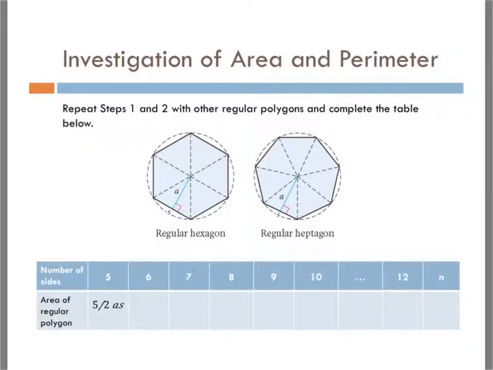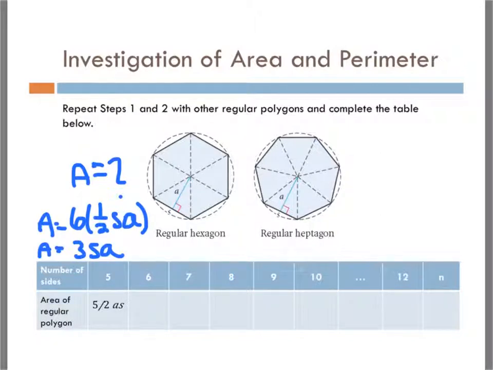All right, now I'd like you to try to find the area of this six-sided shape. So pause the video, use the same steps to find the area of the hexagon, and hit play when you're done. Ready, pause. And your final answer should be that the area is equal to 3SA.